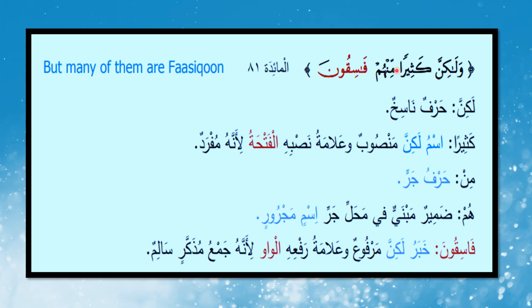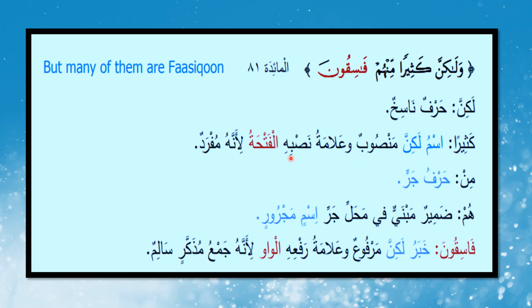وَلَكِنَّ كَثِيرًا مِّنْهُمْ فَاسِقُونَ. So it's easy. Lakinna, and then after lakinna the noun comes, it's in mansub. So this is definitely our ism lakinna, right? Minhum fasiqun. So let's see. Lakinna harf nasikh, you can say harf nasb also. Kathiran ism lakinna, it's in mansub.